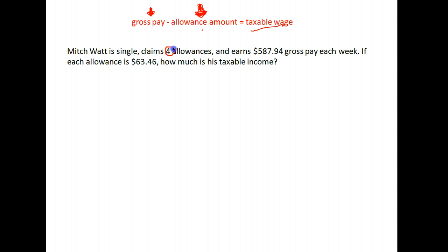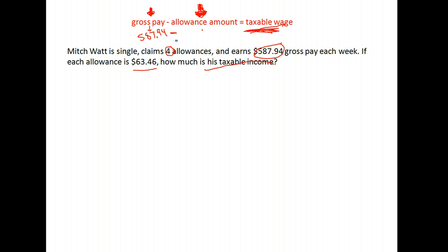So here's Mitch Watt. He claims 4 allowances. He earns $587.94 gross pay each week. If each allowance is $63.46, what is his taxable income? Okay, so we want to find this taxable income, which means we have to take the gross pay. His gross pay was $587.94, and we have to subtract the allowances.